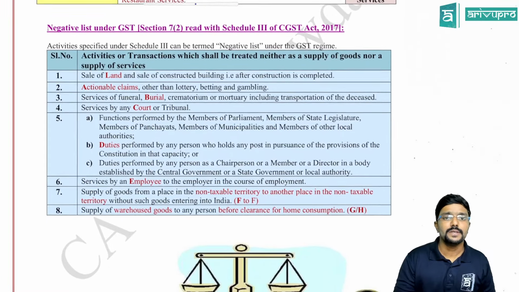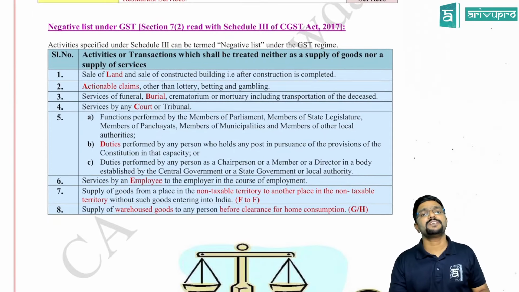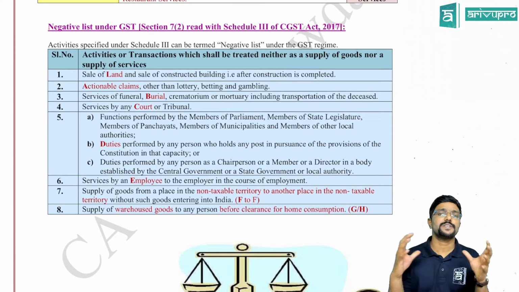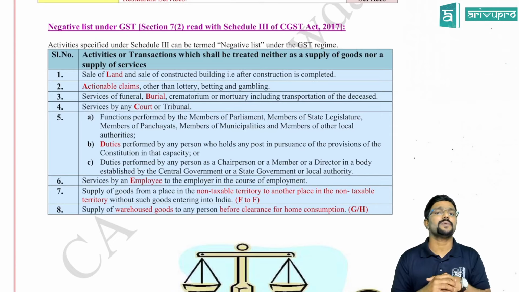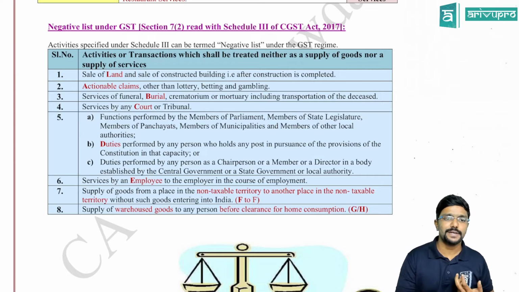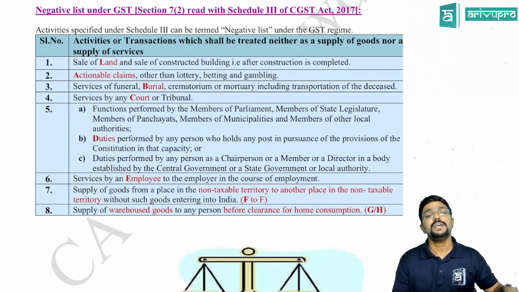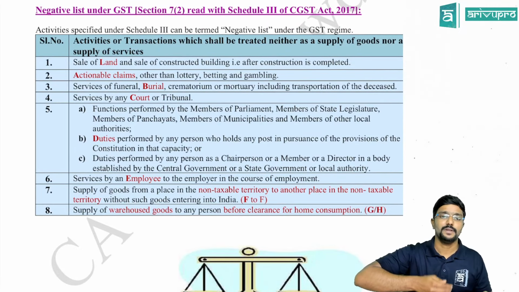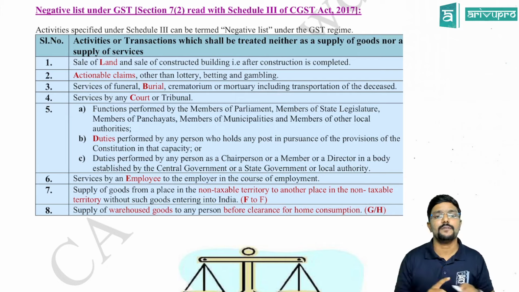Then coming to section 7 subsection 2, read with schedule 3. Section 7 subsection 2 will tell whatever is covered in schedule 3 is neither the supply of goods nor the supply of services. We call it negative list. So what are those? We have a shortcut, learn A, B, C, D, E, F, G, H. I have given it here in the same order of the shortcut.